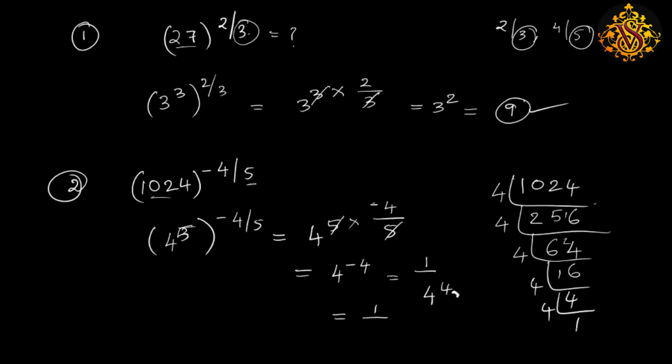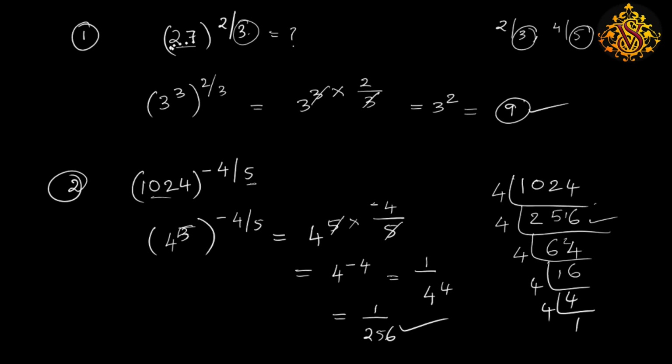So 1 by 4 power 4 is 1 by 256. 4 into 4 is 16, 16 into 4 is 64, 64 into 4 is 256. So 1 by 256 is our answer. Clear?